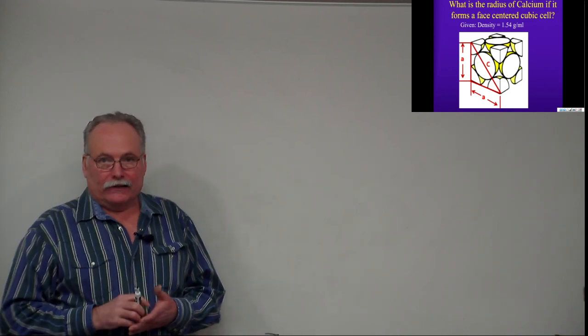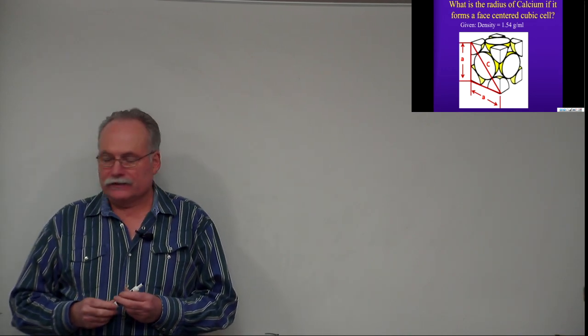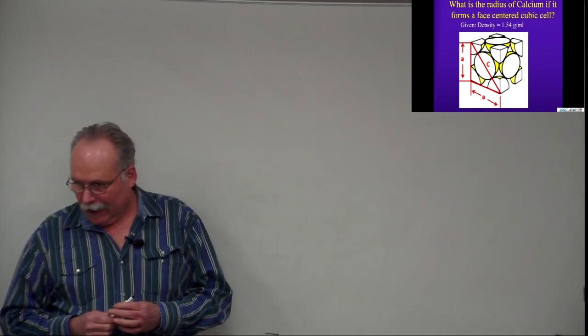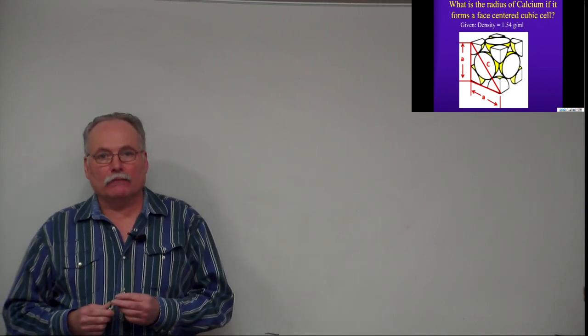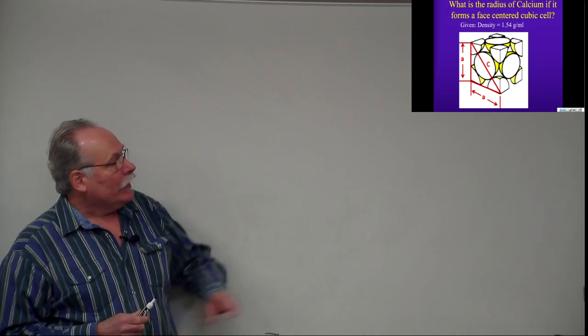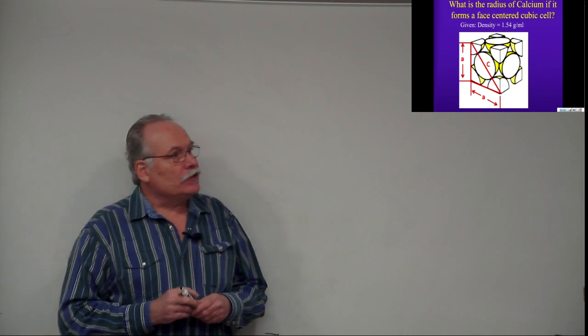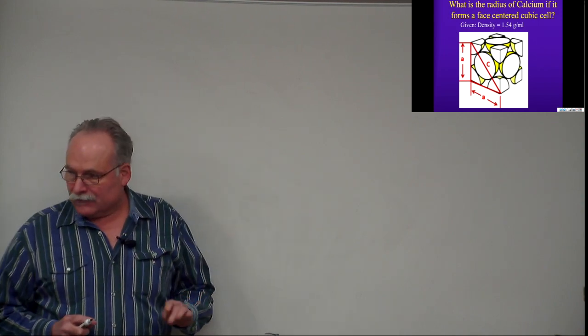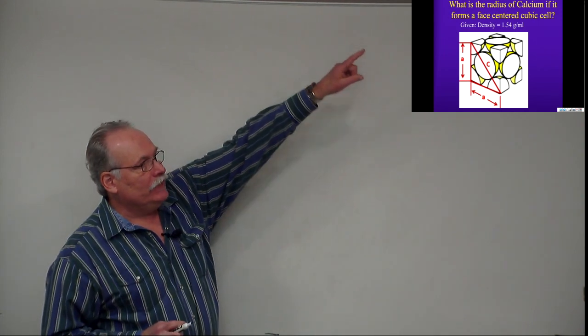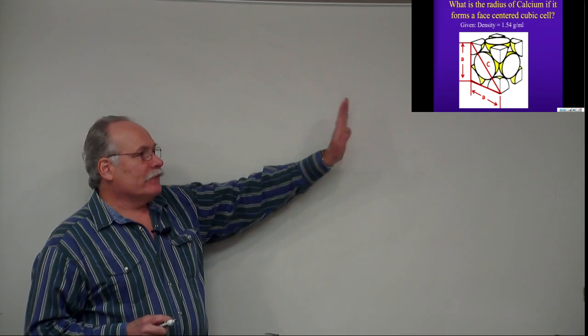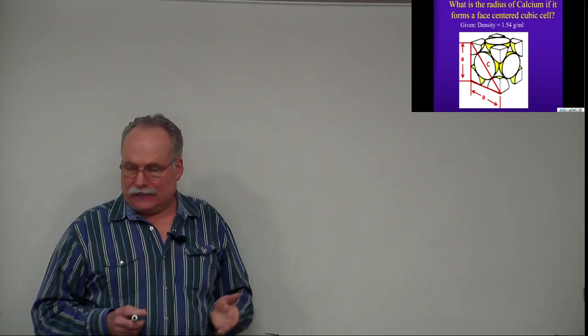In this problem, we're going to calculate the radius of a calcium atom, knowing that it forms a face-centered cubic cell and that it has a density of 1.54 grams per milliliter. As we can see in the overlay up here, each unit cell has 4 atoms. There's 1/8 of an atom in each of the 8 corners, and then there's a half of an atom in each of the 6 faces.